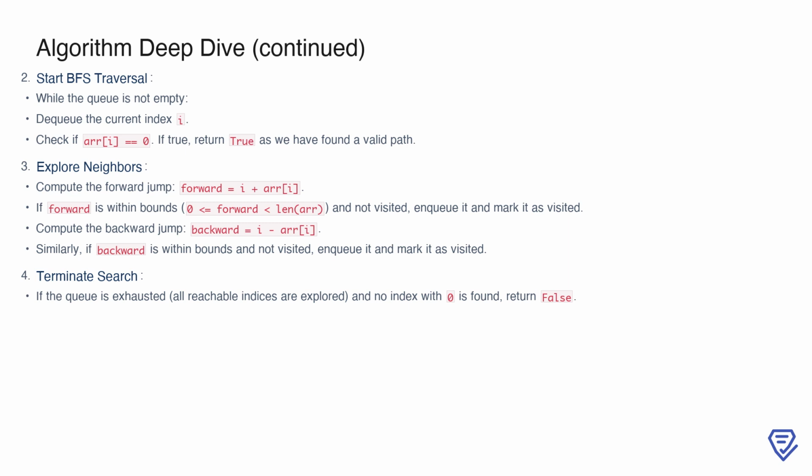If this index is also valid and unvisited, we dequeue it and mark it as visited. The process continues until either we find a 0 or the queue is exhausted. If the queue is empty and we haven't found any index with 0, we return false, as no valid path exists.